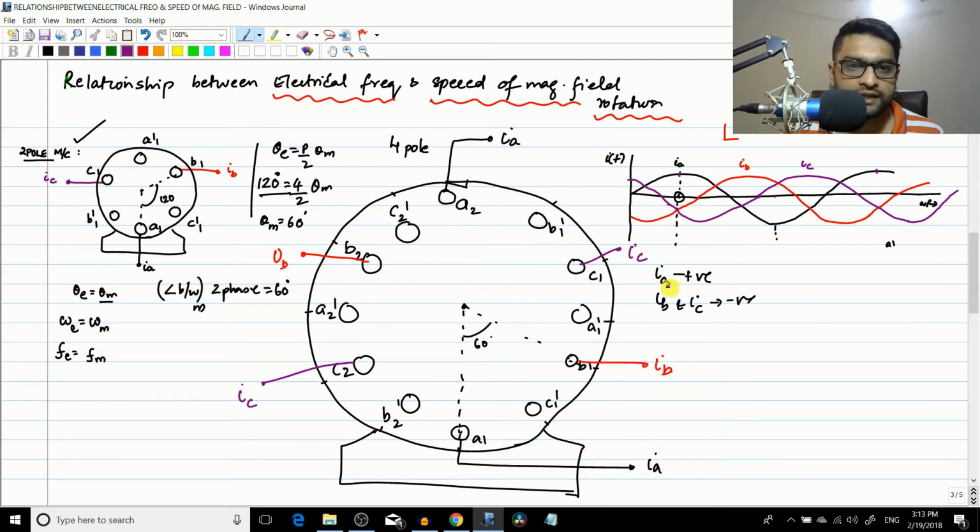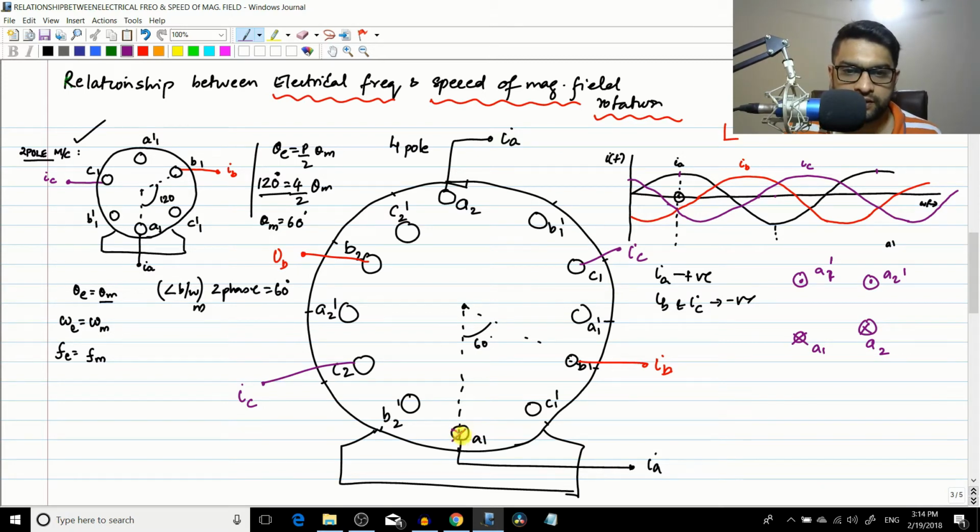So now let us see. IA is positive, right? So what is the convention? When IA is positive, A1 will get the cross and A2 will get the dot. Sorry, A1 dash, and for A2 dash, A2 also will get the cross and A1 will get the dot, and it will be the reverse for C1 and C2, B1 and B2. Okay, so let us mark everything here.